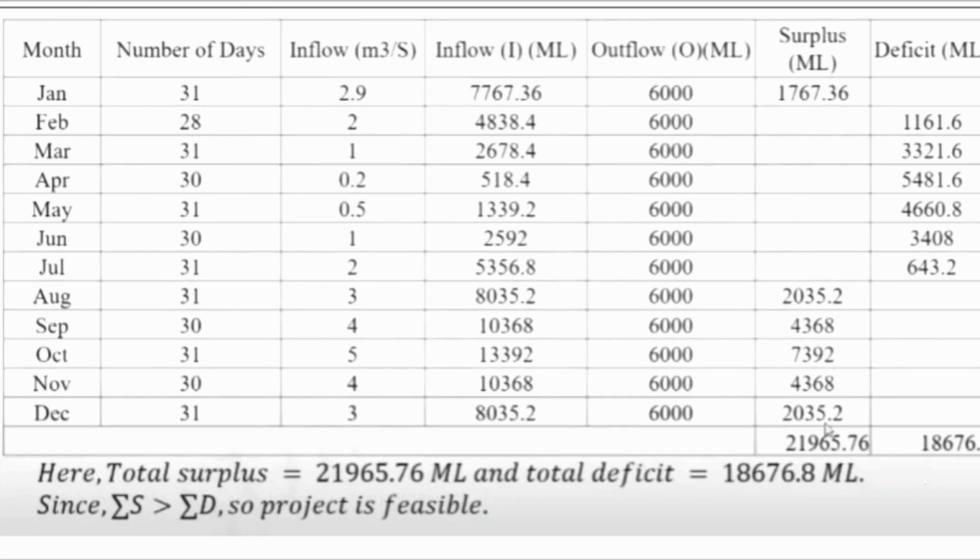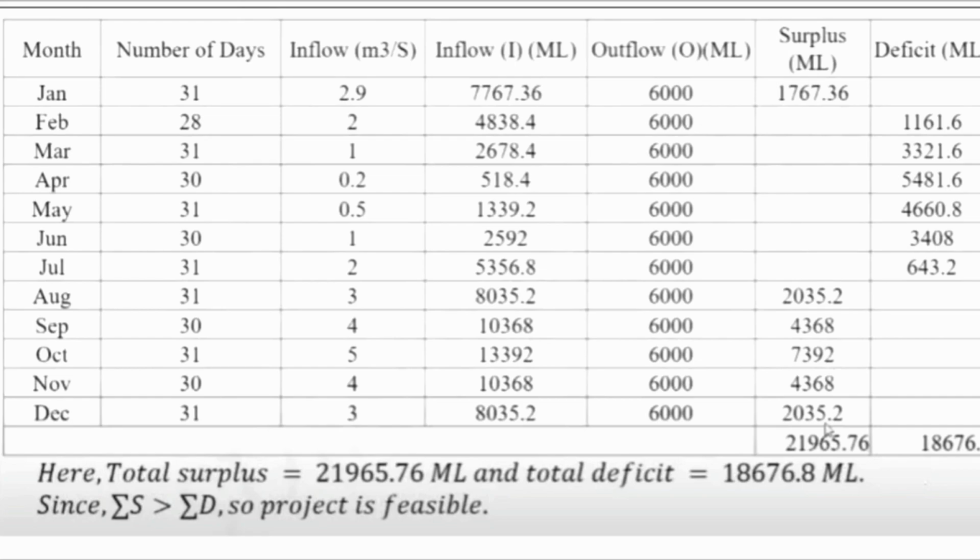Outflow is given as 6000 million liter per month in all months. So surplus means inflow minus outflow. Surplus in the first month: 7767 minus 6000, it is positive. 4838 minus 6000, negative, deficit. 2678 minus 6000, again deficit, again deficit, again deficit. Then 8035.2 minus 6000 is 2035.2, positive, that is surplus.